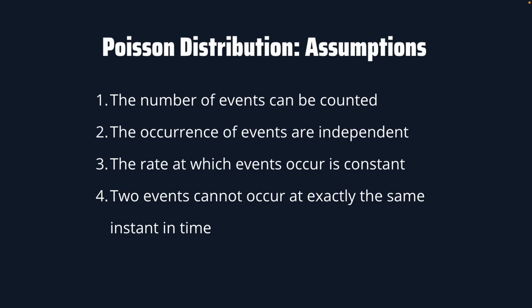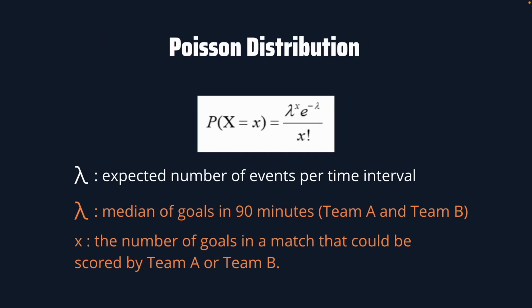But we cannot have two goals at the same time. That's impossible. So with this, we see that we successfully follow the 4 assumptions. And now let's see the Poisson distribution. So here's the equation of this Poisson distribution, and the main input is the lambda.